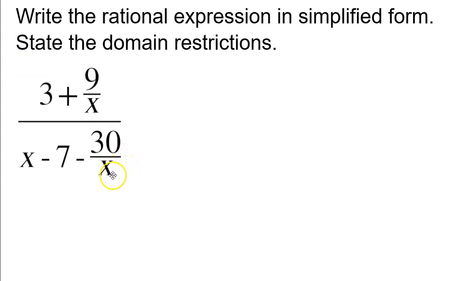So we're going to start off with two fractions: a numerator, 3 plus 9 over x, over another denominator of x minus 7 minus 30 over x. All right, so there's fractions in fractions, hence it's named complex fractions. I'm not going to do anything different besides just tackle these one at a time. And this is what I mean.